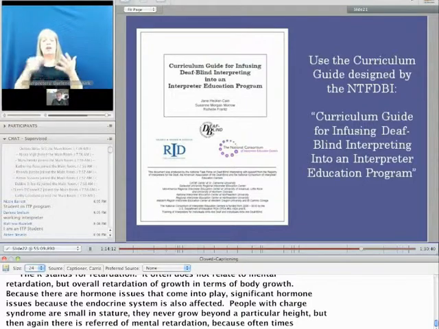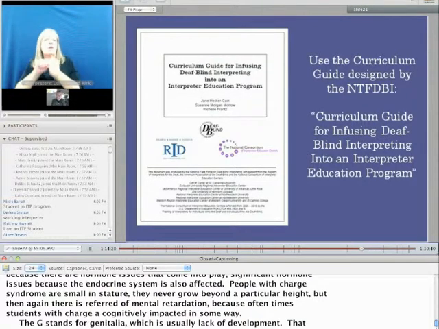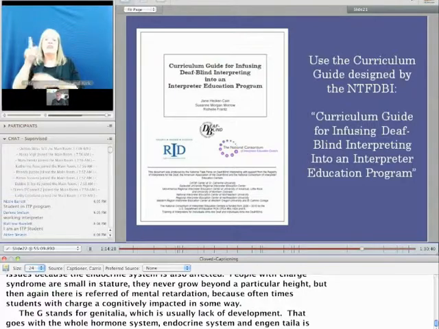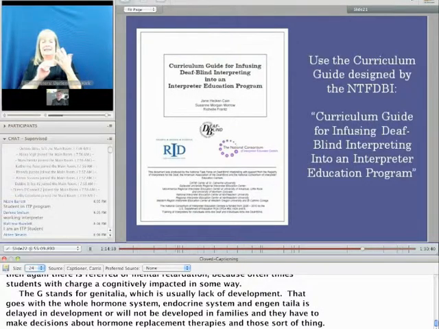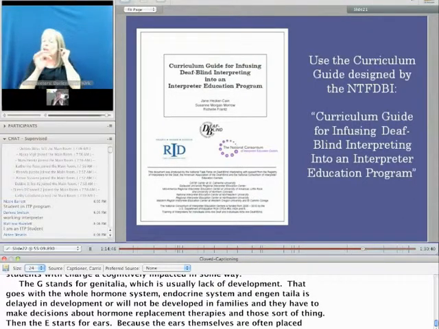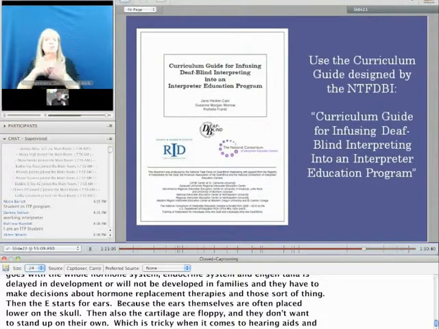The G stands for genitalia, which usually means lack of development. That goes with the whole hormone system, the endocrine system, and oftentimes the genitalia is delayed in development or will not be developed, and families then have to make a decision about hormone replacement therapies and those sorts of things. And then the E stands for ears, because the ears themselves are often placed lower on the skull, and the cartilage in the ears is often more floppy, and the ears don't want to stand up on their own, which can be a little tricky when it comes to hearing aids. It also relates to ears because that's where the hearing piece comes in. You can have an individual with CHARGE syndrome who has pretty typical hearing, all the way up to someone who is profoundly deaf.